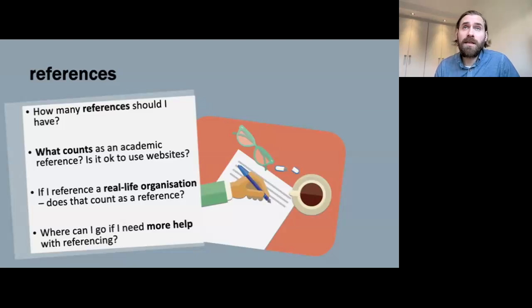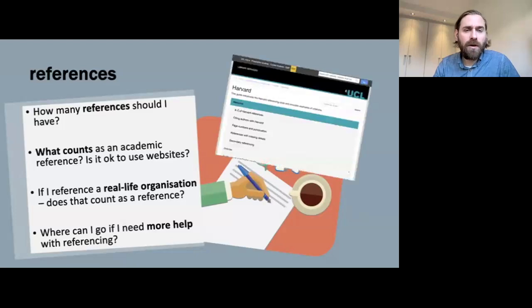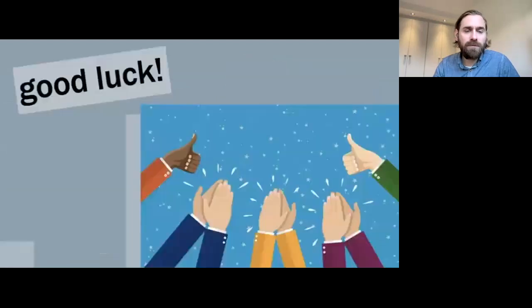So the suggestion is to separate out your reference lists, so you've got an academic reference list and an organizational reference list. And then if you need more help with referencing, you can go to the UCL library website and they've got information about the Harvard referencing style. So that's everything that I want to say.